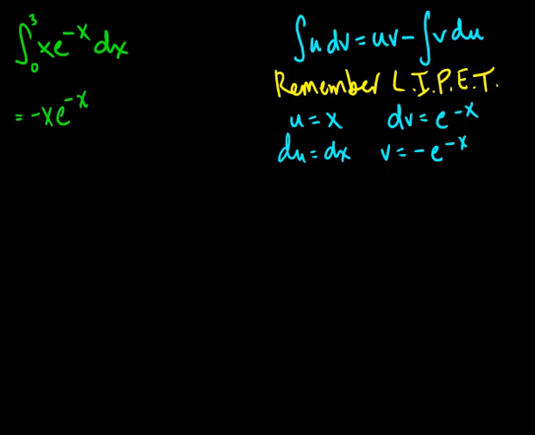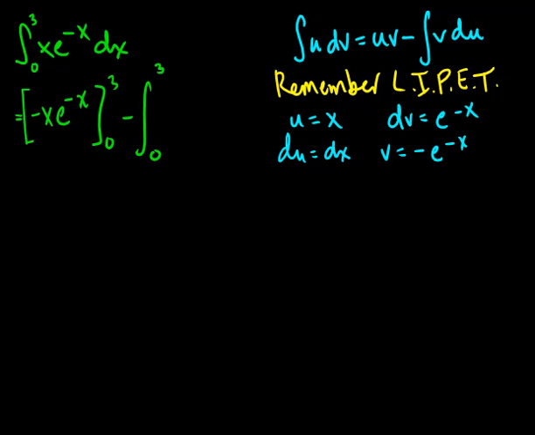And uv is negative x e to the negative x. And because this is a definite integral, I'm just going to wrap that in 0 to 3, which means we have to evaluate that term from 0 to 3. It doesn't mean that that is an antiderivative in and of itself, but we have to evaluate that product from 0 to 3, or evaluate it at 3 minus evaluate it at 0.